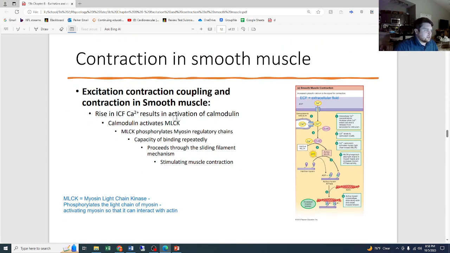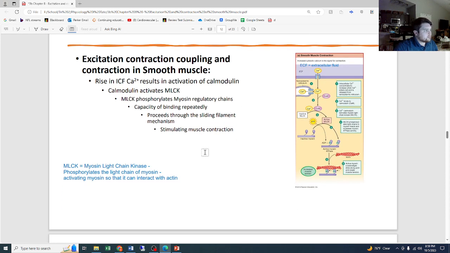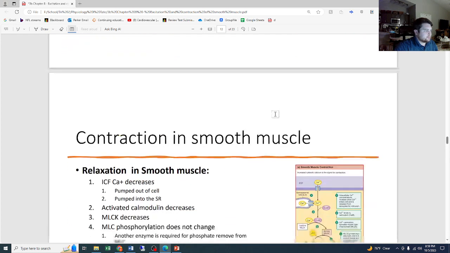The calcium activates calmodulin. Calmodulin activates MLCK, myosin light chain kinase. MLCK phosphorylates the myosin chains. This gives the capacity of the binding repeatedly, so it continues to bind over and over and over again. You get the sliding filament mechanism, and then it's stimulating the muscle contraction. The muscle contraction occurs.